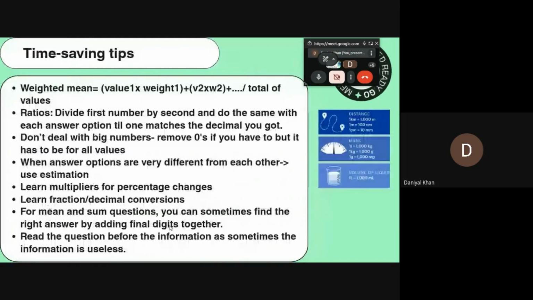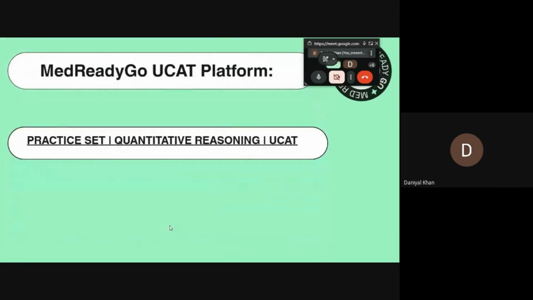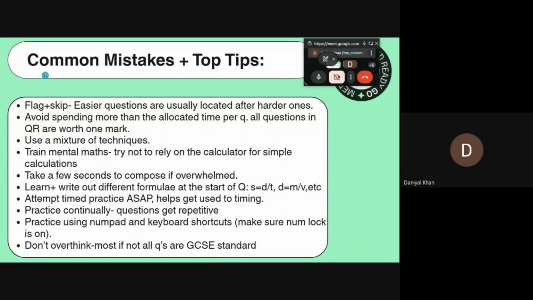Let me quickly go through the common mistakes and top tips before I go over the MedReadyGo website. So flagging and skipping: the easy questions are usually located after the harder ones, because most people spend lots of time on the hard questions, so they won't get to the easy questions. I think it's set like that for a reason. Avoid spending more time than allocated per question, because all questions in QR are just worth 1 mark. So there's no point dwelling over a really hard question, because it's still worth the same amount of marks as another question.